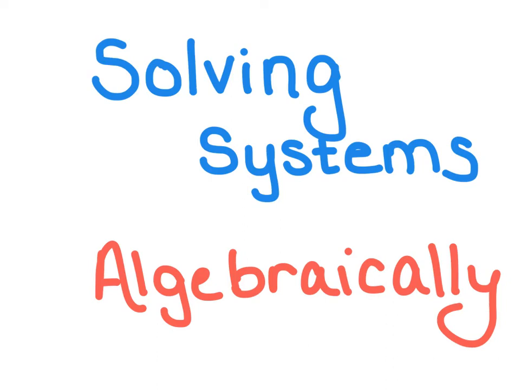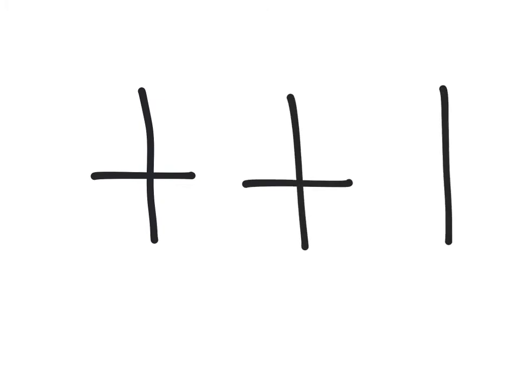In this lesson, we're going to review how to solve systems of equations algebraically. You have looked at solving systems graphically, and there are several ways that the system could play out. If we're talking about a linear system, it's possible that your two lines intersect at a point.